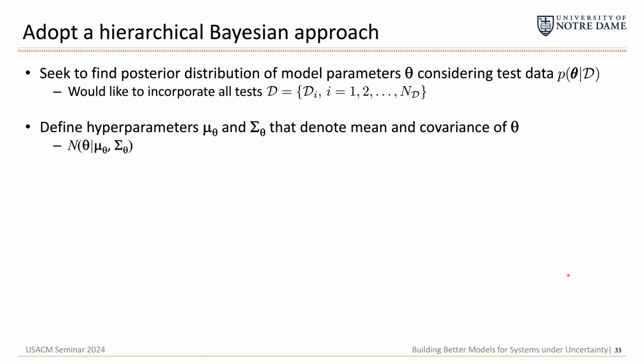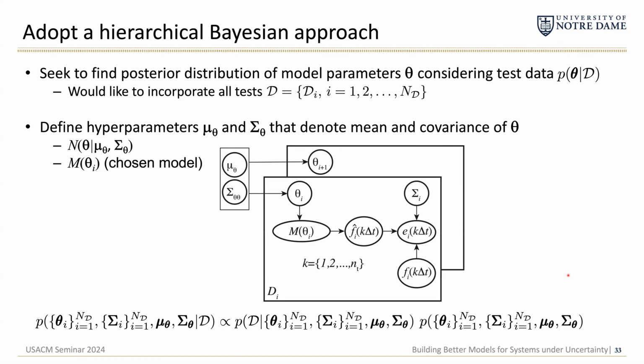But once we do that, what we end up trying to do with a hierarchical approach is to define these hierarchical parameters, mu and sigma, that denote the mean and covariance. We want to define the mean and covariance of theta, because that way we can sample from those to then draw samples of theta to evaluate our model. We can then get estimates of our restoring force and evaluate the error of our restoring force with respect to our measurements. And then we can also consider the prediction error, in this case the prediction error variance, as its own variable sigma, or sigma i, if you will.